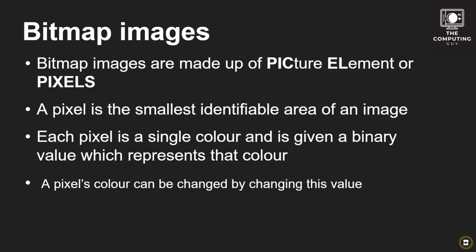Now, each pixel is a single color, and this color is given a corresponding binary value, which is used to represent the color. Now, a color can be changed, but of course, this requires you to change the value.